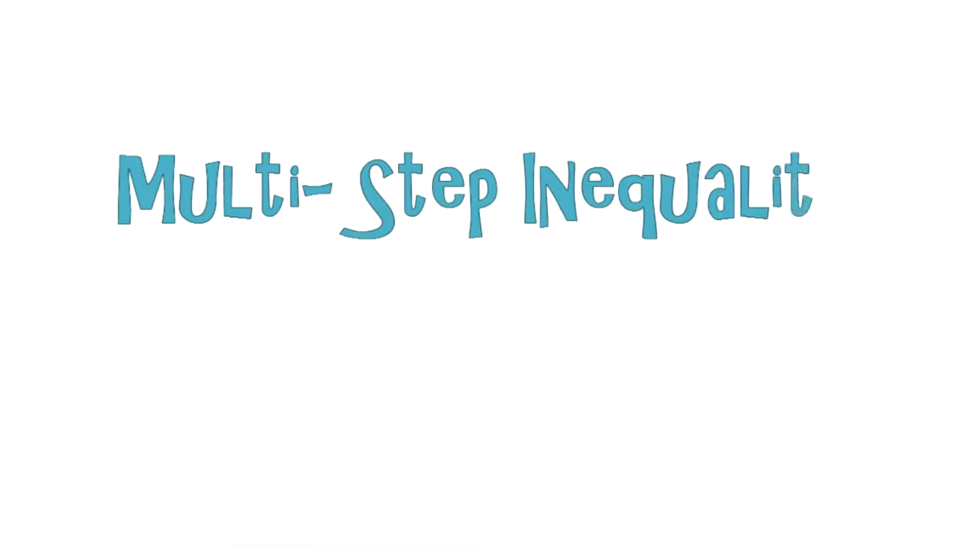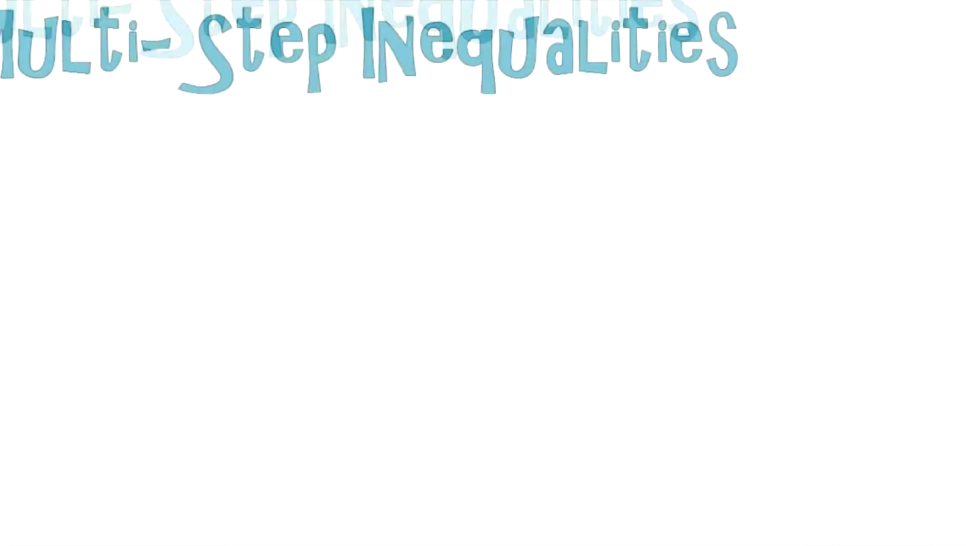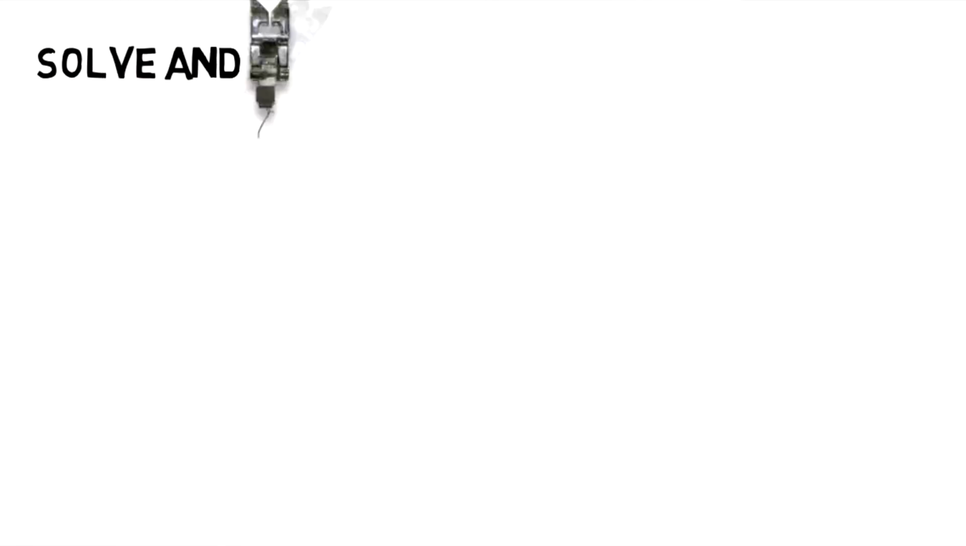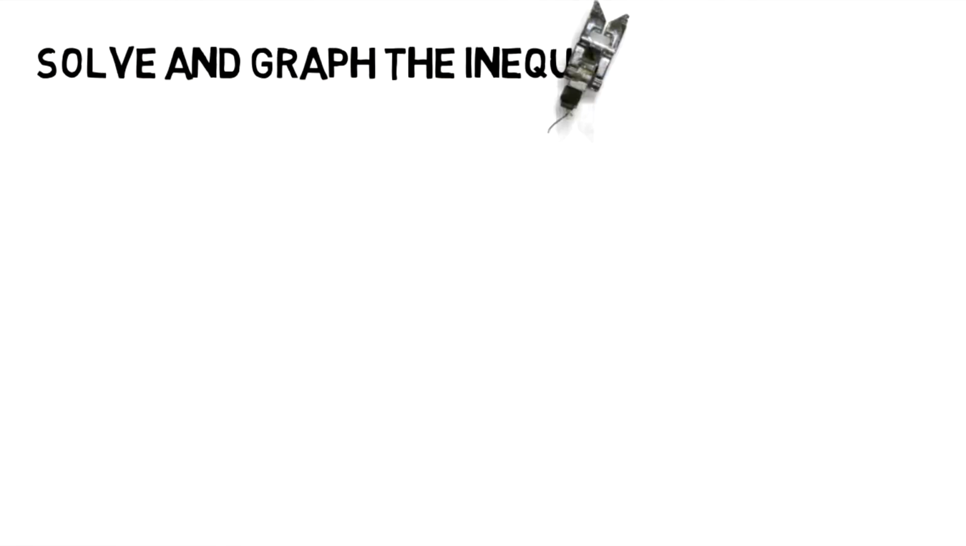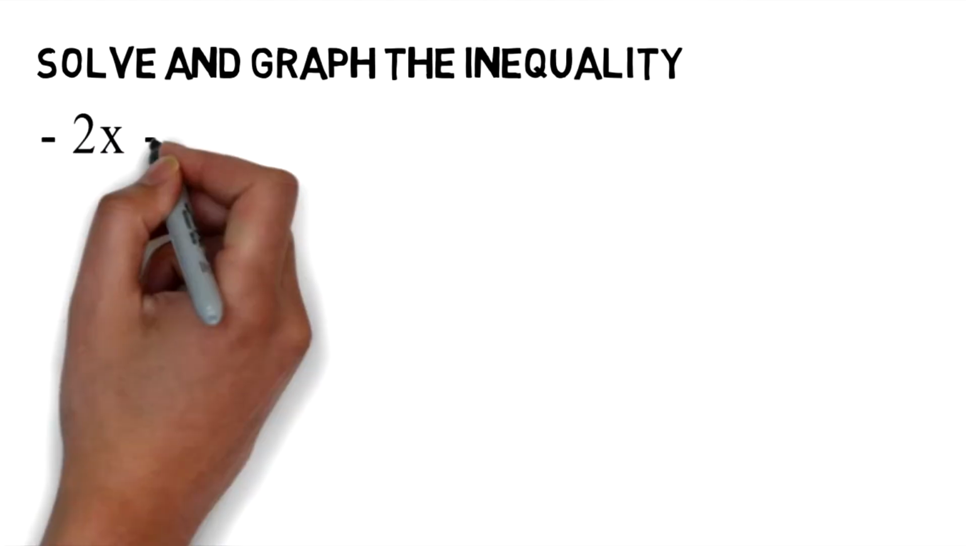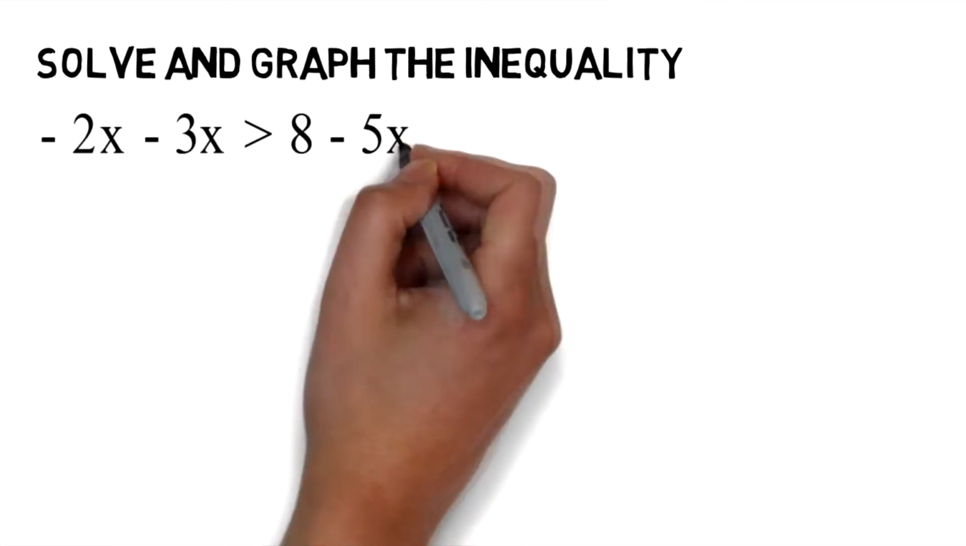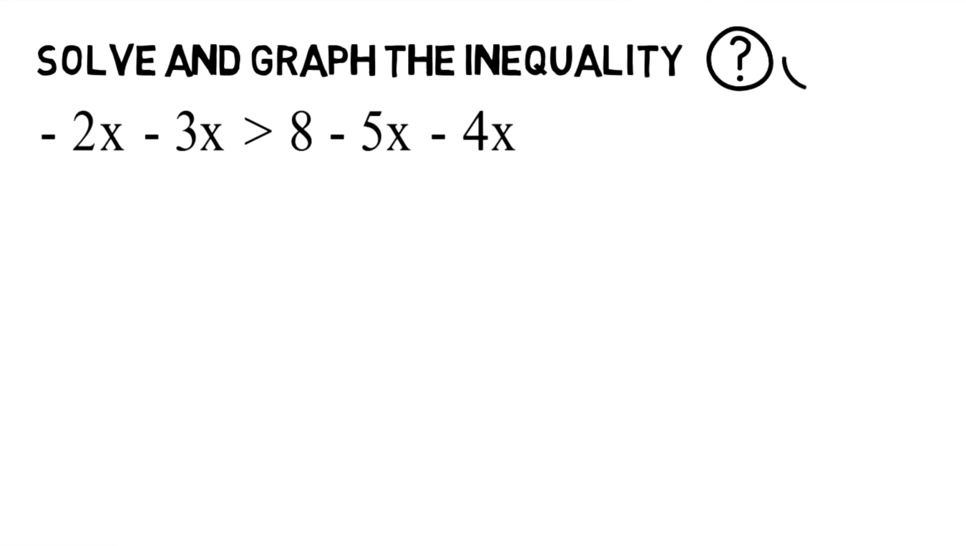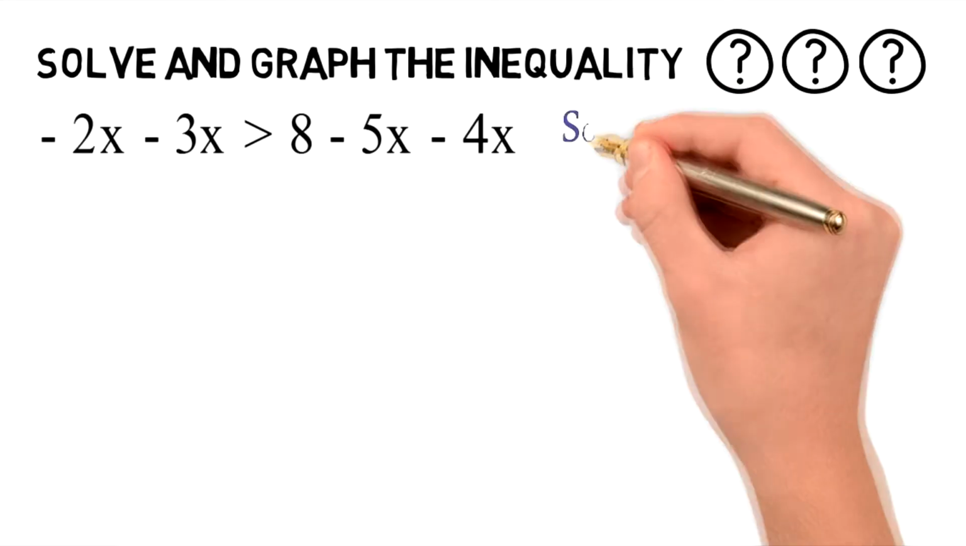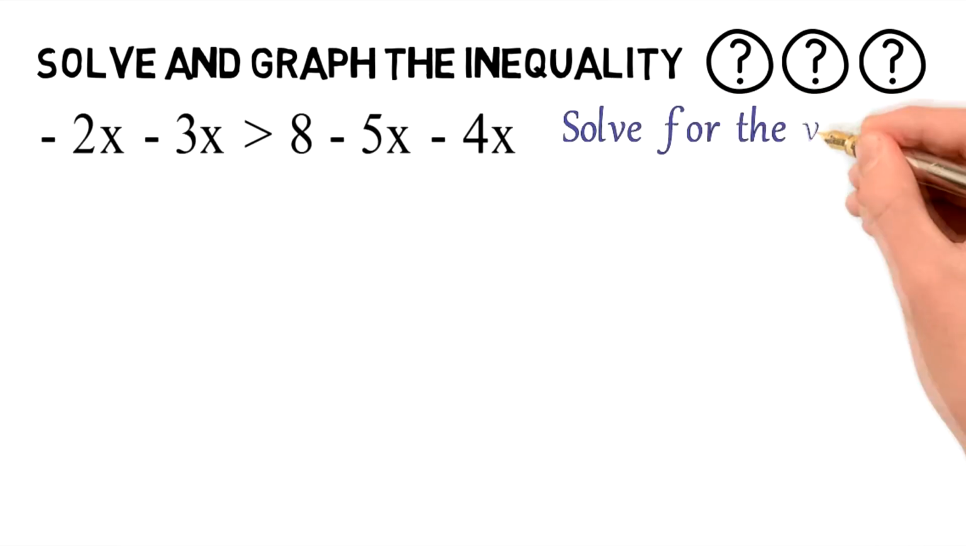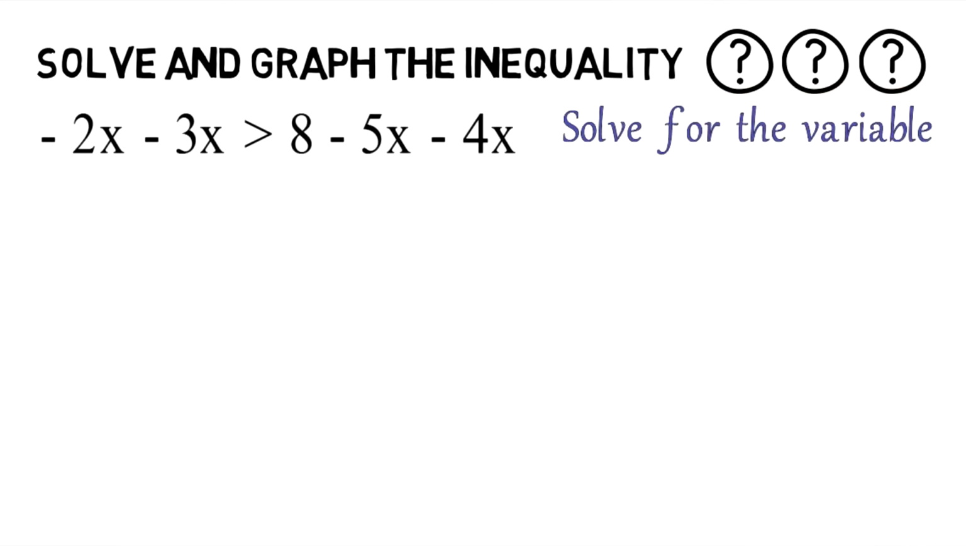The topic for this lesson is multi-step inequalities, and you're asked to solve and graph the following inequality. Negative 2x minus 3x is greater than 8 minus 5x minus 4x. So that is a question posed. Now first consider what they're asking, which is to solve for the variable.